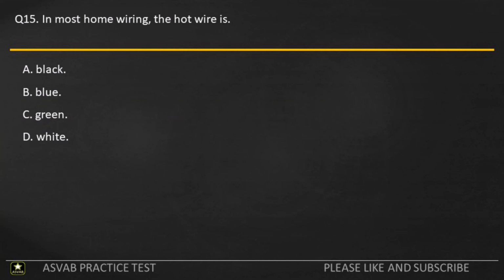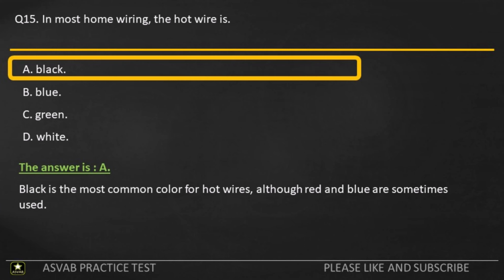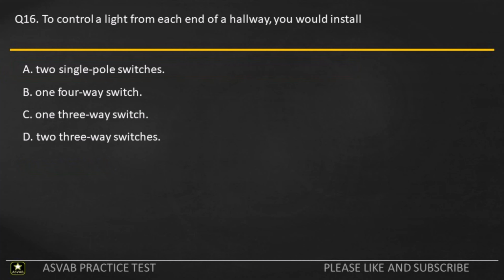Q15. In most home wiring, the hot wire is A. Black, B. Blue, C. Green, D. White. The answer is A. Black is the most common color for hot wires, although red and blue are sometimes used.